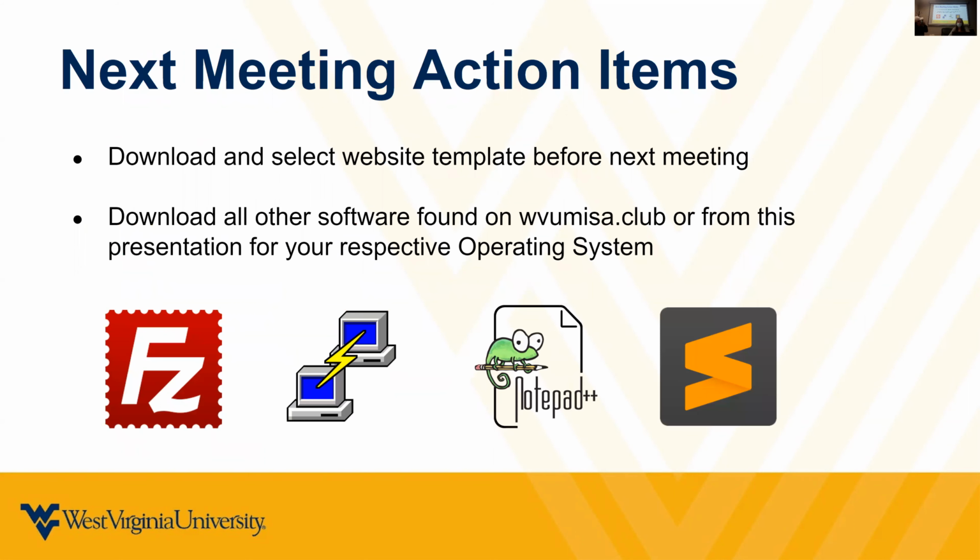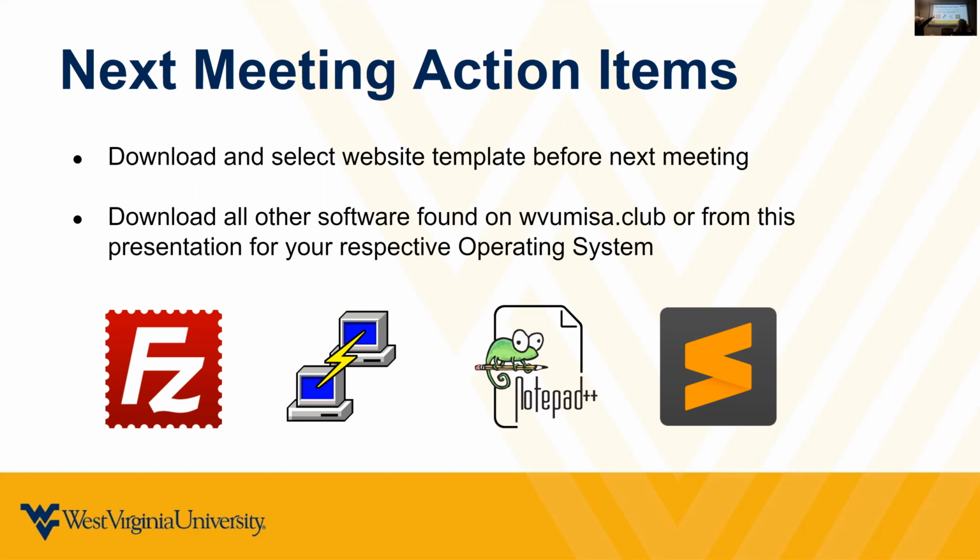So again, like I said before, the next meeting action items are to download and select the website template before the next meeting. So go and browse those two sites that I provided. If you find another website that you want, you can bring it in and we'll take a look at it. And then all the software below, FileZilla, PuTTY. But the main ones definitely are either Notepad++ or Sublime. We're not going to be using these next meeting, but it is good just to have it for the future so you don't forget about it. But definitely get those downloaded.